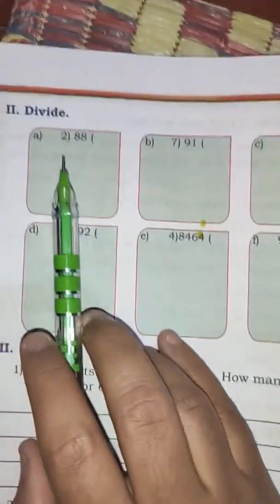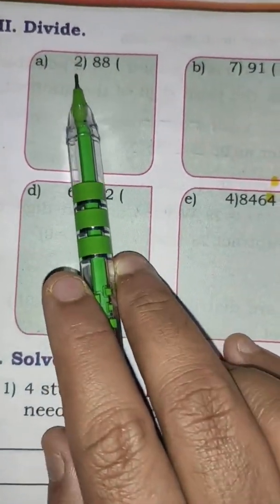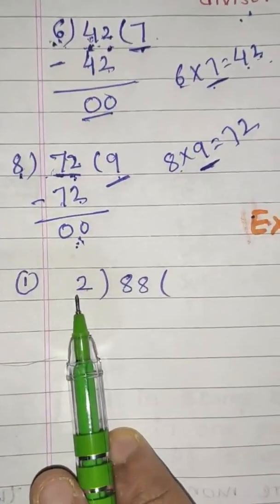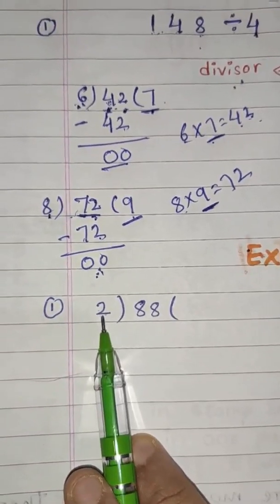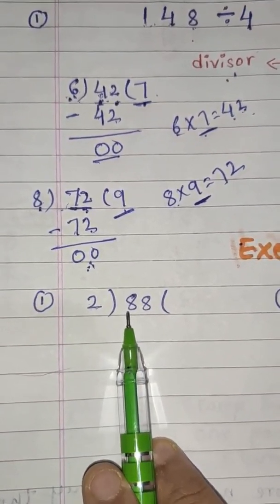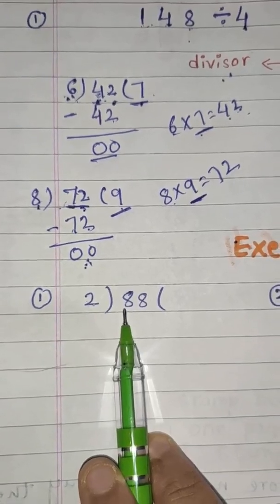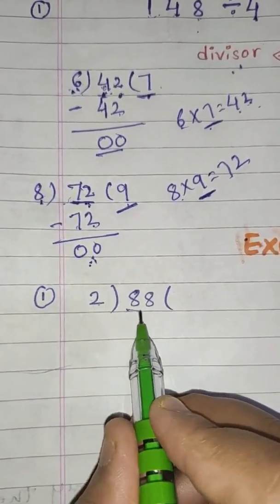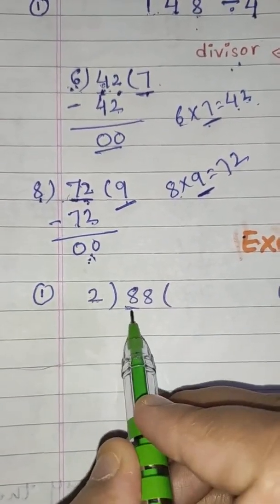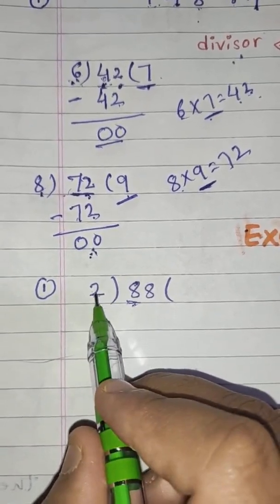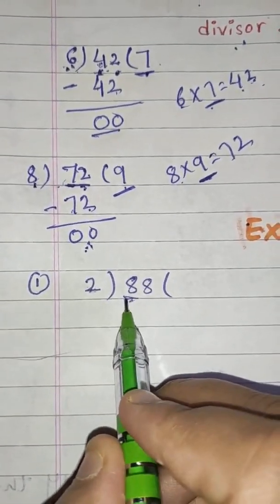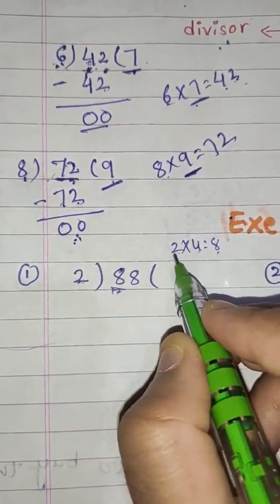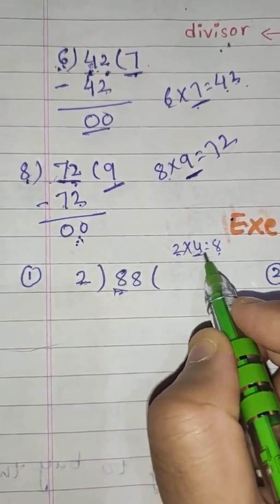Divide. So first one is, here you can see 88 divided by 2. Okay, let's solve it. So here I have written 88 divided by 2. Okay, now let's count the 2 table to get the number 8. So 2 ones are 2, 2 twos are 4, 2 threes are 6, 2 fours are 8. Right? So here you can see this 8 is bigger than the 2. So we can divide 8 by 2 easily. 2 4s are 8. So we have multiplied 2 4 times to get 8.